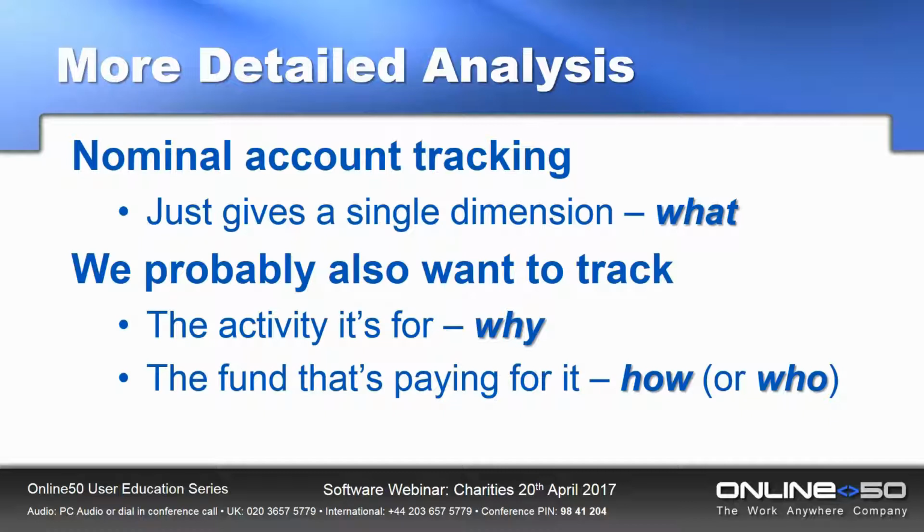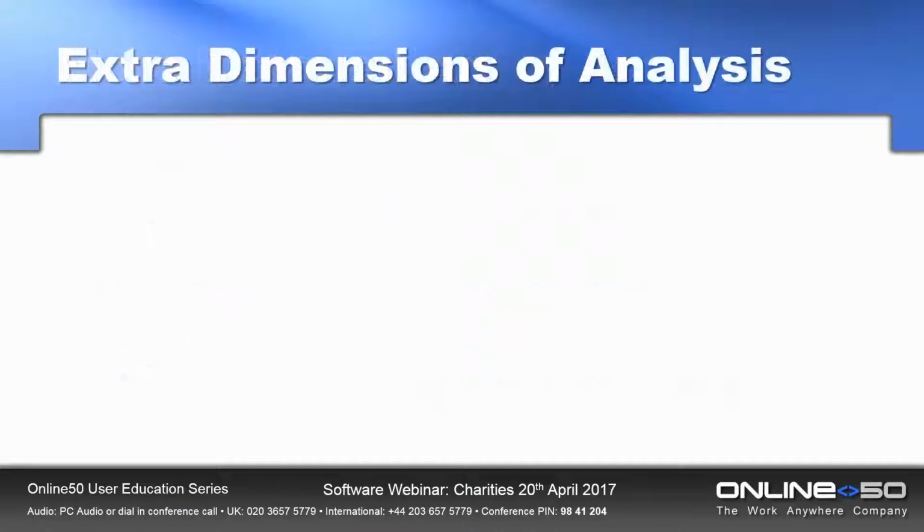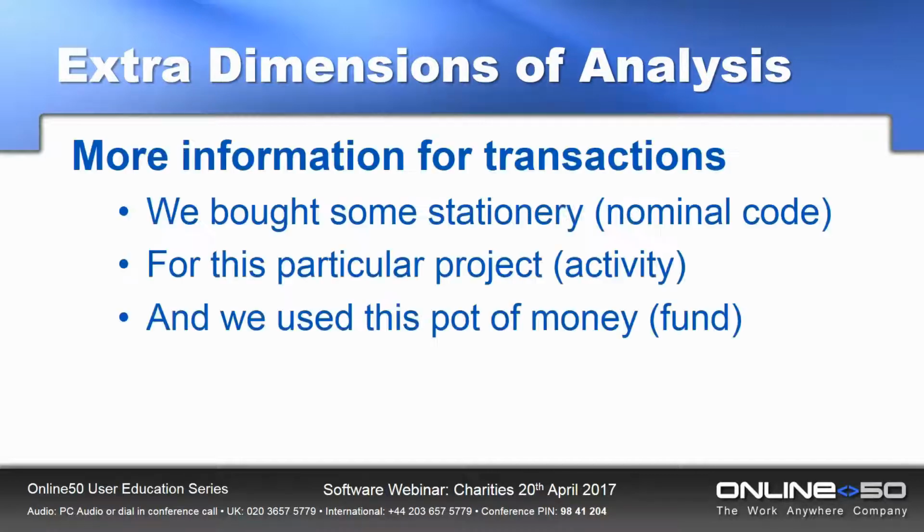So in order to do that, that single dimension that we've got by using the nominal account is probably not going to be enough. We're going to need extra dimensions of analysis. So having more information for transactions allows us to say we bought some stationery, that comes from the nominal code, for a particular project or activity of the charity, and we use this particular pot of money.